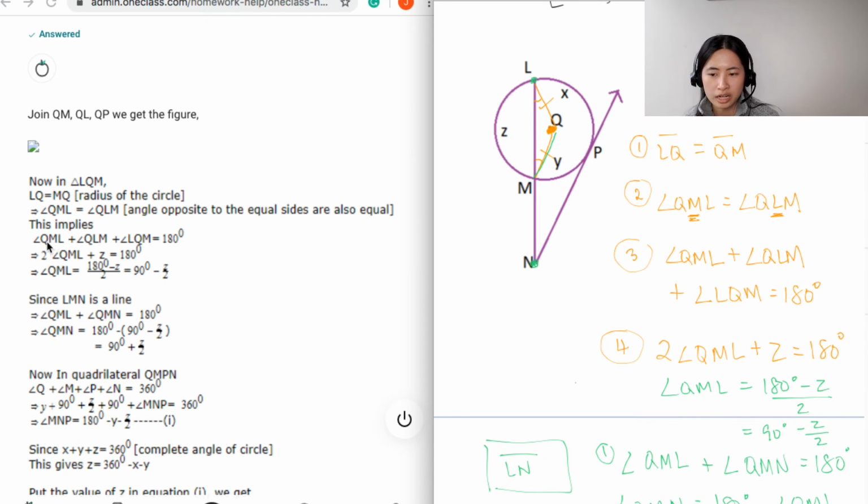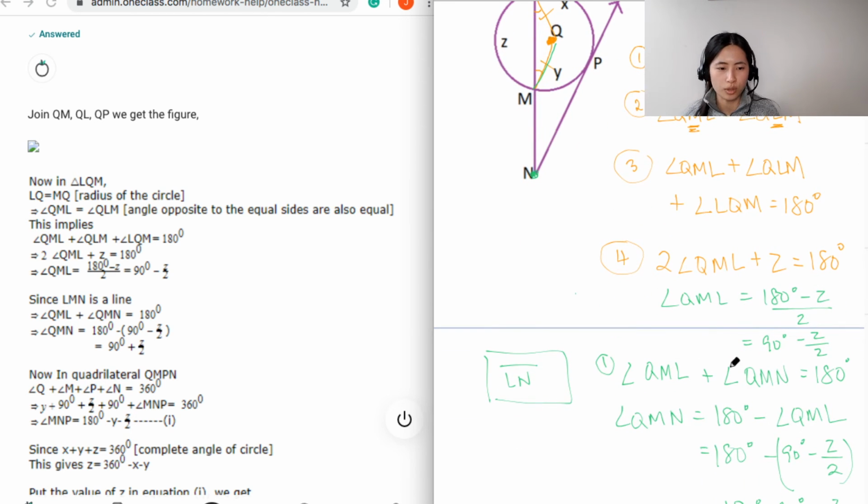And what they're doing here is exactly the same as what I did, because you're saying that angle QML is equal to angle QLM. Therefore, you can just simplify these two into just one angle because they're the same dimension, and you multiply that twice because you do have twice of that. And this is plus Z, which is this opposite arc, right, of the central angle Q, or the central angle theta, right, because Q is a point. So that's equal to 180. Then they've isolated QML, which is what we did. So we got 90 degrees minus Z over 2, and that's exactly what they have on the left side.